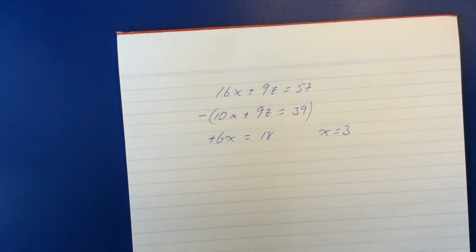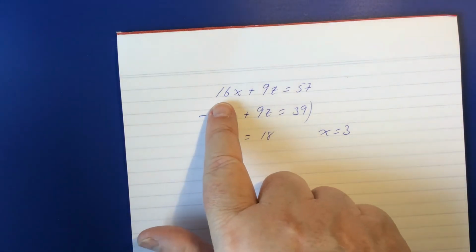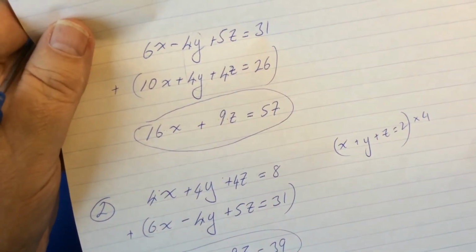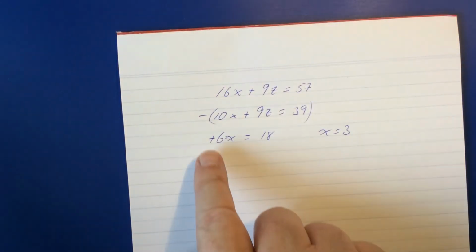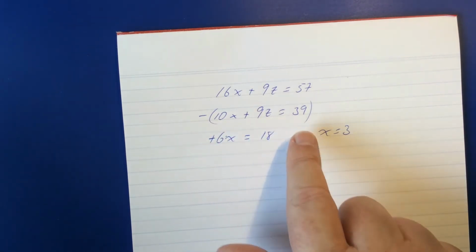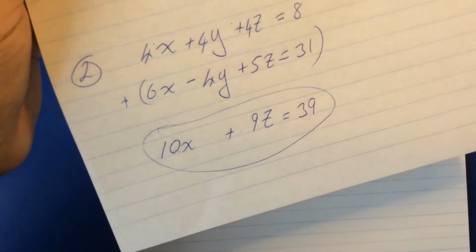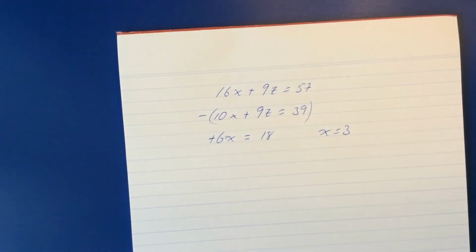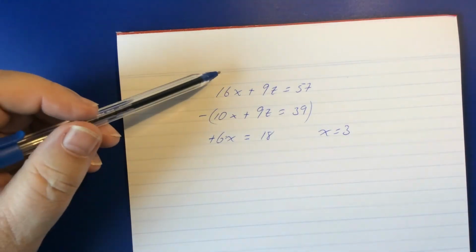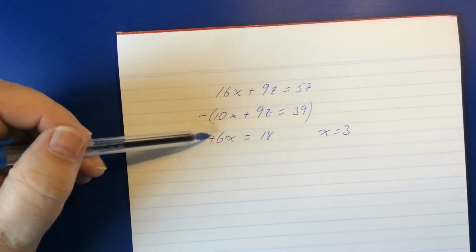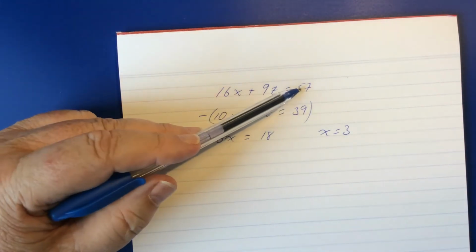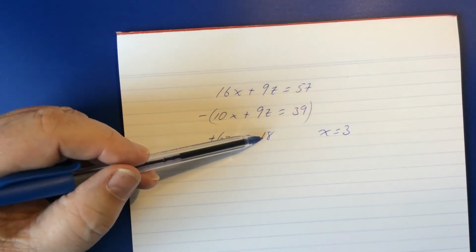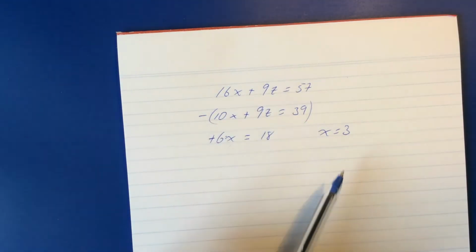Okay, so here we are on the second page of working. And I've got two equations, 16x plus 9z equals 57, which I got from here. That's my first equation. And 10x plus 9z equals 39, which I got from my second equation there. And what I'm going to do is simply perform a subtraction. So 16 minus 10 gives me positive 6x. 57 minus 39 gives me 18, so x is equal to 3.